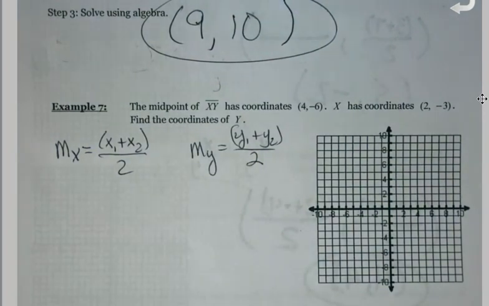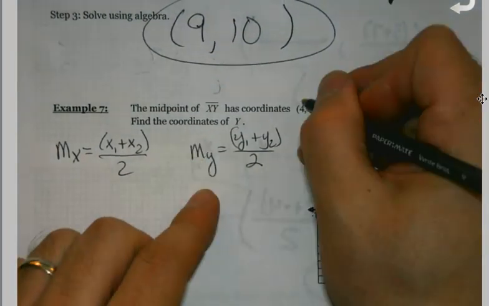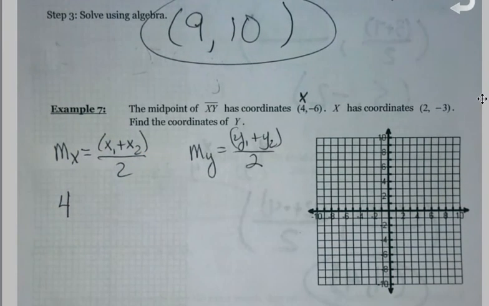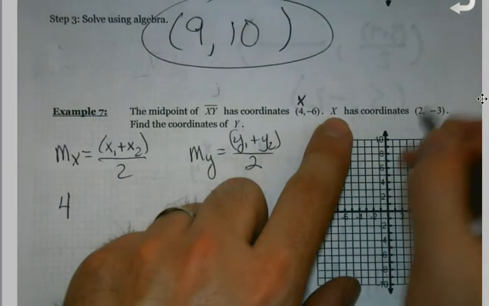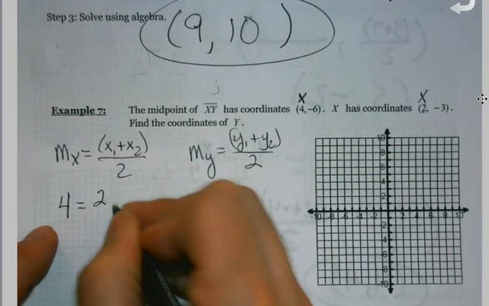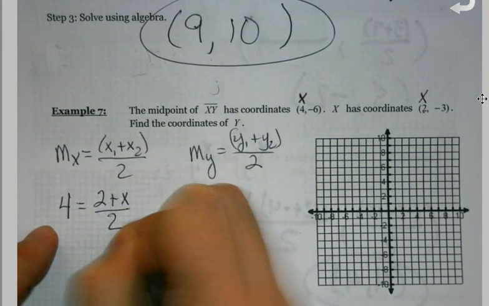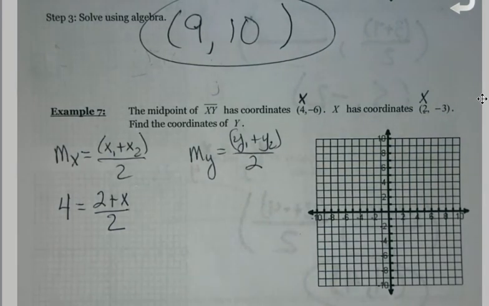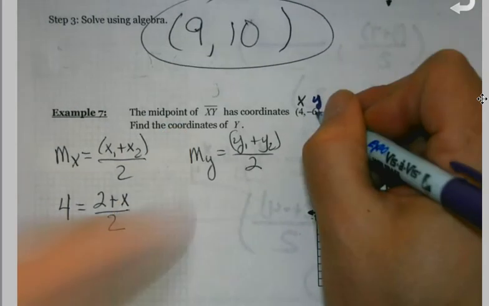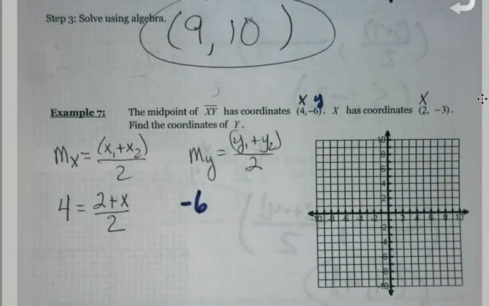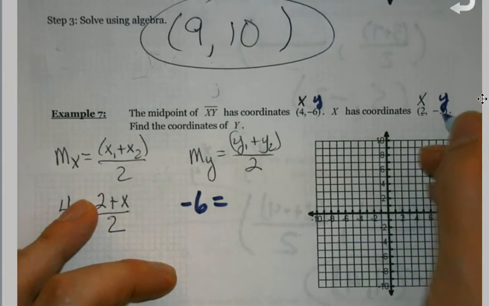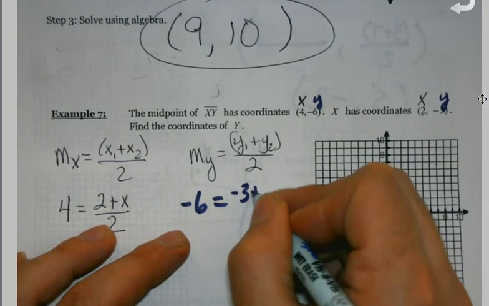Okay. So I look and I say, okay, the midpoint. My x value is 4. Okay, I'll plug that in. One of my endpoint x values is 2. So I replace one of the x's with a 2. I don't know the other one. So I make my equation. For my y's, the midpoint value of y is -6. So I plug that in for my m value. My y value in one of my coordinates is -3. So I plug that in.